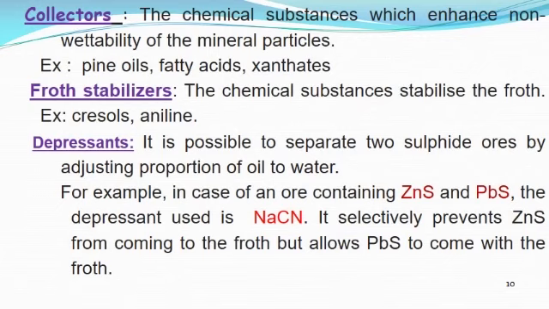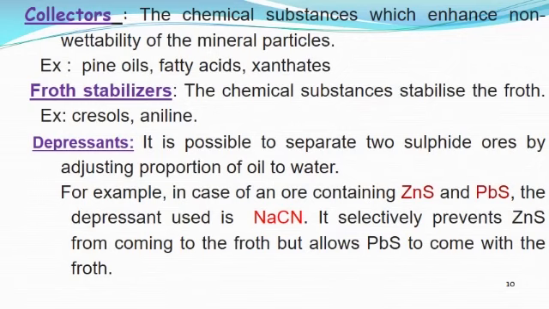If two sulfide ores, for example zinc sulfide and lead sulfide, are mixed together in the froth flotation process, both sulfide ores will form froth. From the froth, separating zinc sulfide and lead sulfide becomes difficult. In cases like these, we can use depressants. One example of a depressant is sodium cyanide.